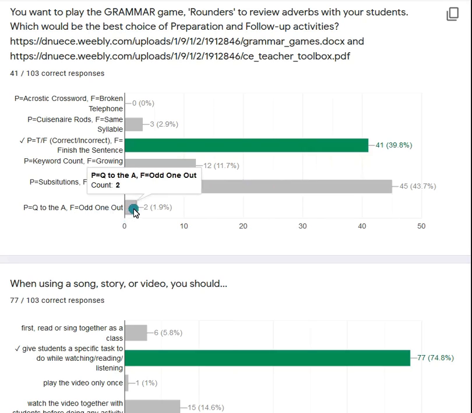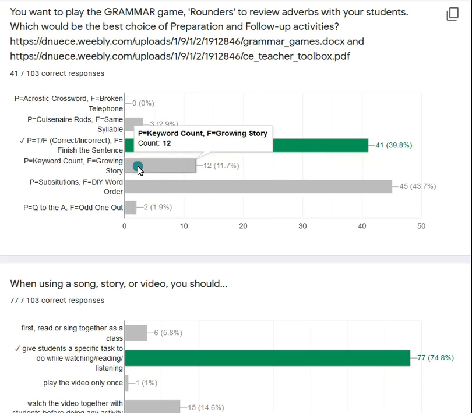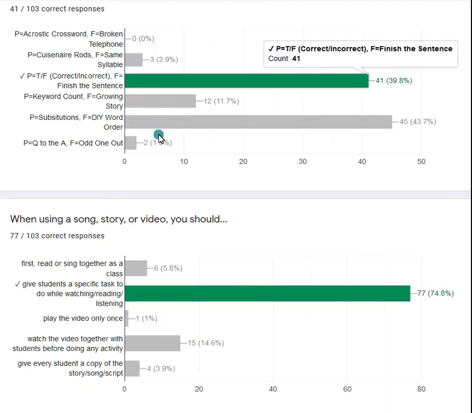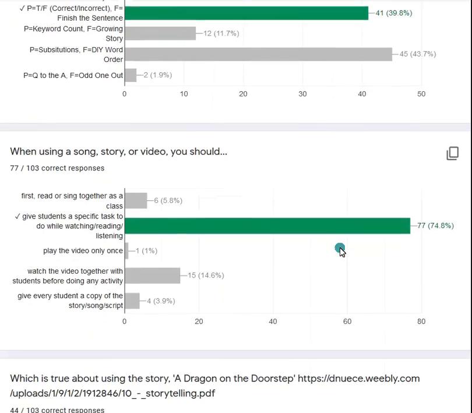Q to the A, well, there isn't a question and answer in this activity, so that doesn't work. Growing story, there's no story. Same syllable, we're not doing syllables. And none of you chose this. Good. Because again, broken telephone is about sentences.